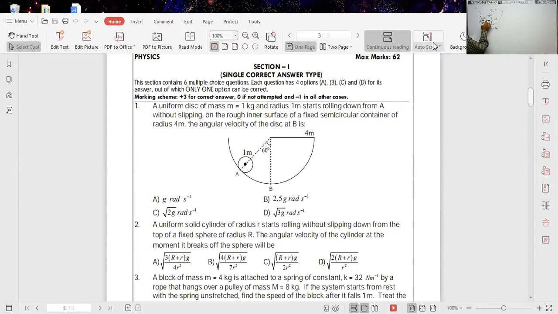Because this mg sin 60 force acts on the disk through the center of mass, it also accelerates. At the same time, friction acts in this direction because sufficient friction is there. So the body rolls without slipping. Whenever it rolls without slipping, before it reaches the bottom, what is the angular velocity?